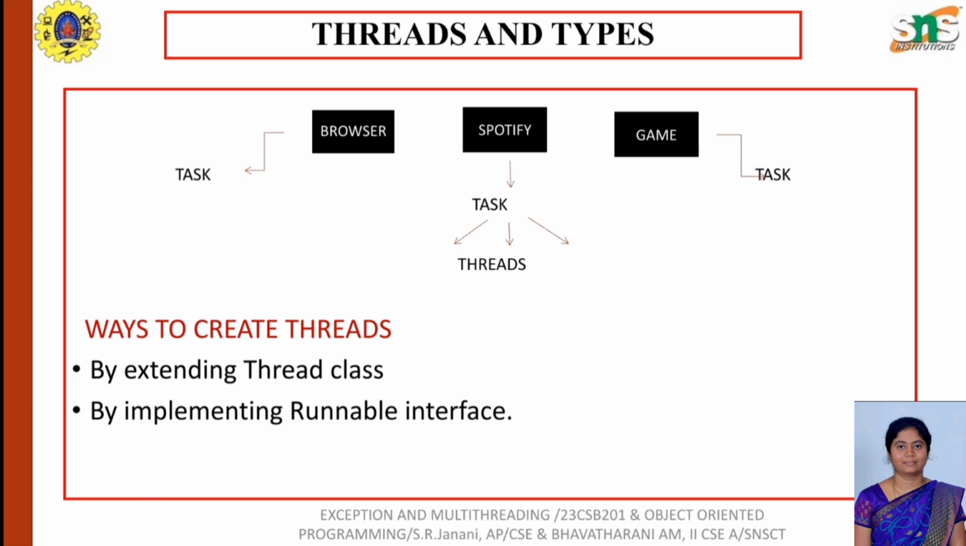The next topic is threads and types. We are opening a browser, Spotify, and a game in our software. Many programs are opened on a computer. For example, the browser will be taking one task, Spotify will be taking another task, and the game is another task. These separate tasks are called threads.